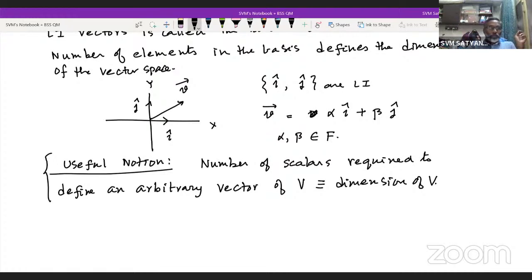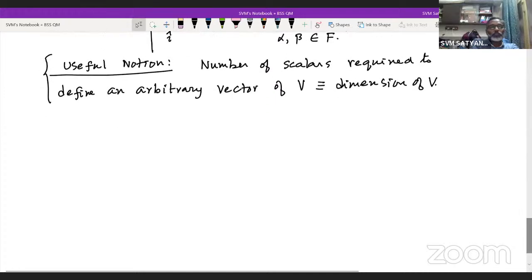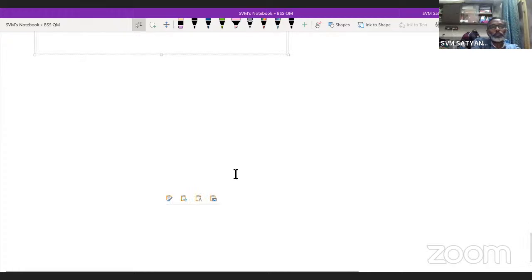So I have now defined what a vector space is, what linear independence is, what linear dependence is, and what a basis is, and how to identify the dimension of the vector space. Okay, so now what we will do is quickly go through some examples. Let me just present a set of examples.